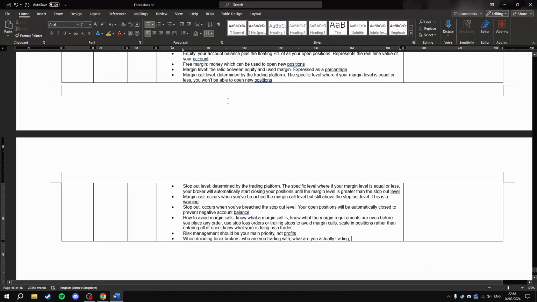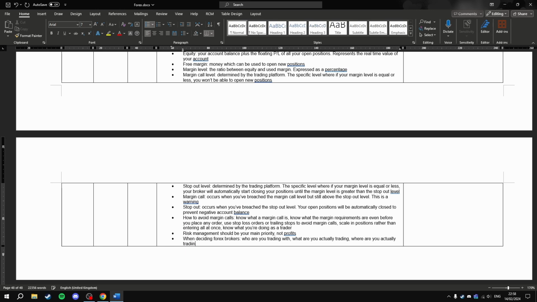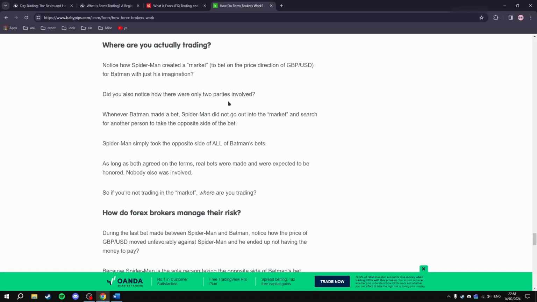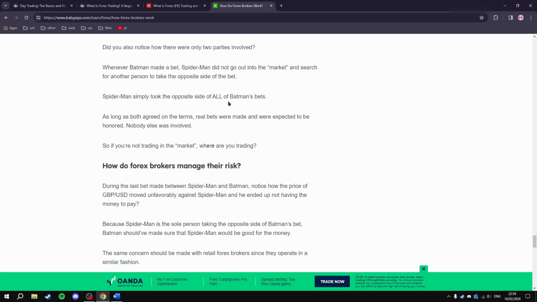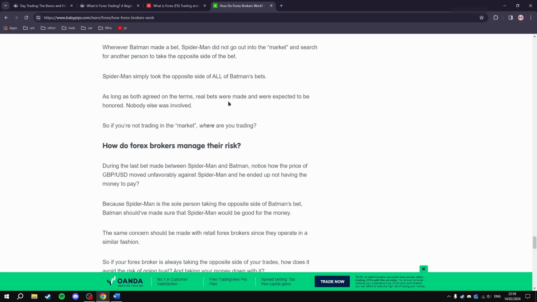Where are you actually trading? Notice how Spider-Man created the market to bet on the price direction of GBP USD for Batman with just his imagination. Did you also notice how there were only two parties involved? Whenever Batman made a bet, Spider-Man did not go out into the market and search for another person to take the opposite side of the bet.